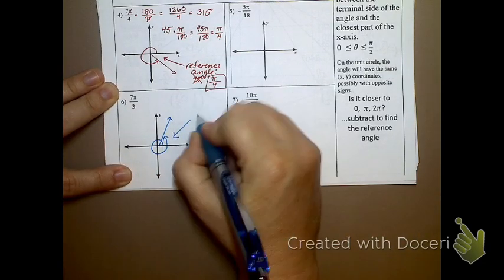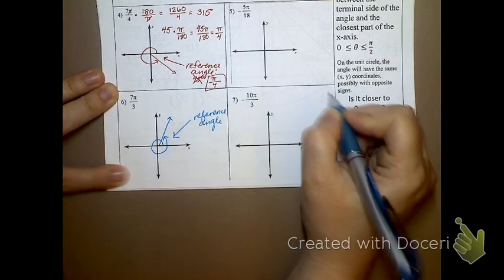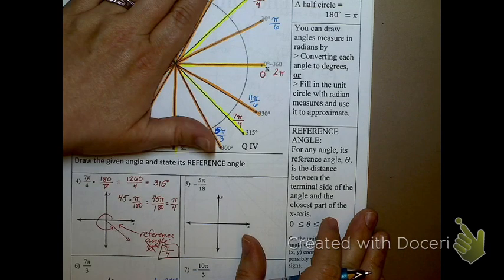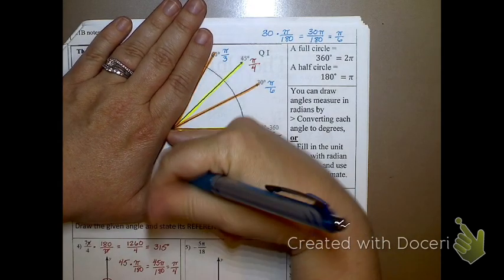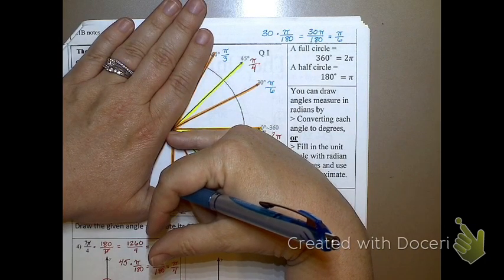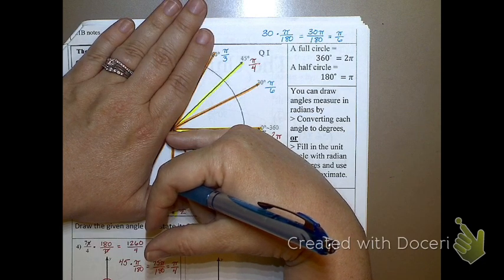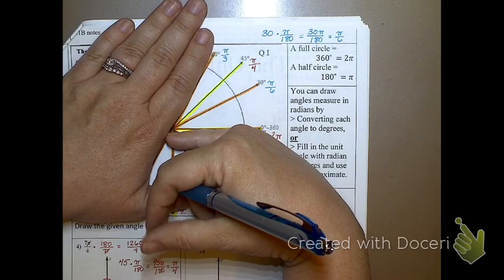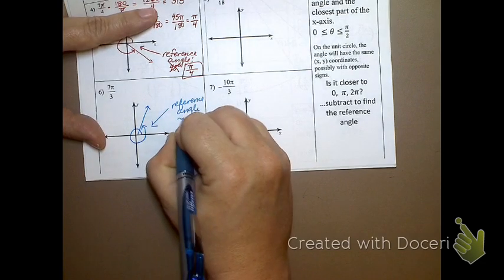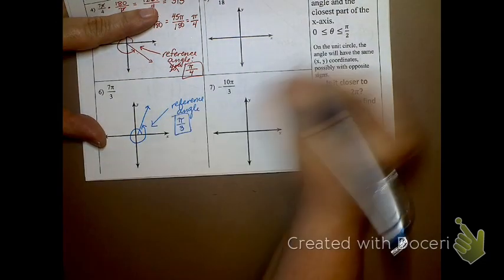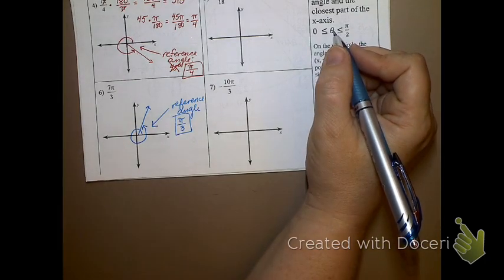That would be my reference angle right here. And so let's go back up to the unit circle. If that's where my terminal side is, and this is my x-axis, what's the radian measure of that angle? Or what's the degree measure of that angle? 60 degrees. What is that in radians? 60 degrees is equivalent to pi over 3. So that reference angle is pi over 3. That's the shorter way of doing it because I didn't have to convert to degrees and then convert back.